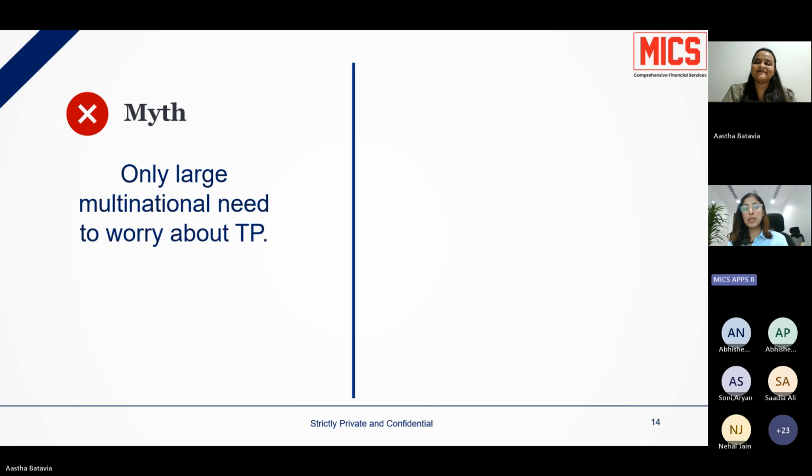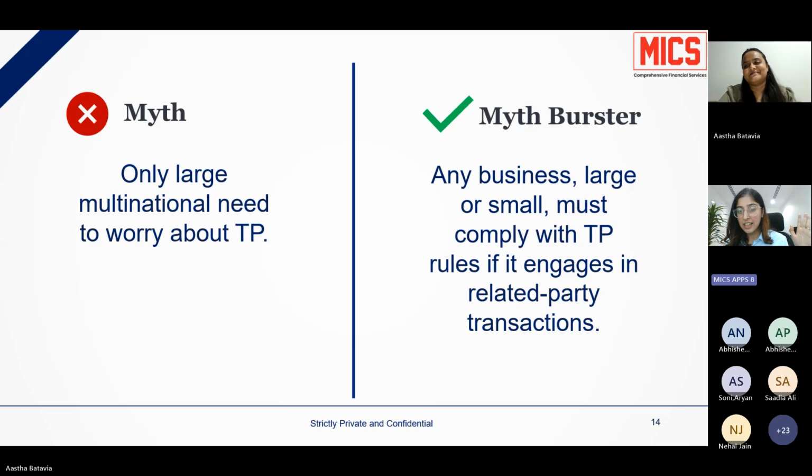Only large multinationals need to worry about TP. Absolutely a myth. What is a fact is that, can we see Asta? Any business, large or small, must comply with TP rules if it engages in related party transactions.